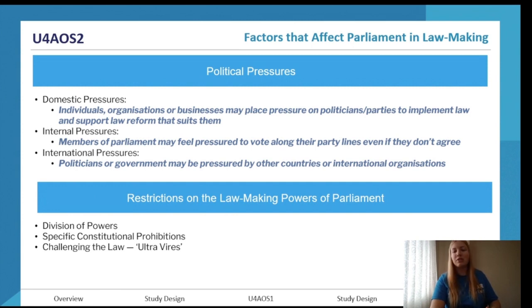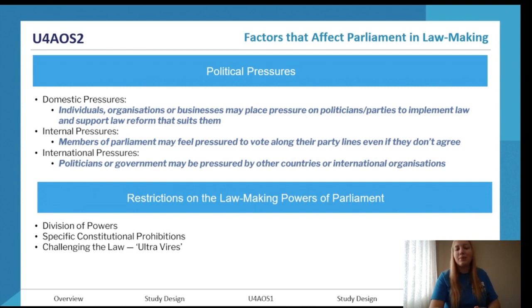And then we have restrictions on the lawmaking powers of parliament. We know about all this stuff already. Well, we haven't really looked at specific constitutional prohibitions, but we have division of powers, so ensuring that powers are divided between the Commonwealth and the states, and the Commonwealth can't legislate everywhere, and states retain the majority of legislative powers, still the majority of areas. You will also study specific constitutional prohibitions, what is not allowed specifically by the Constitution because it is in the Constitution, and challenging the law ultra vires.